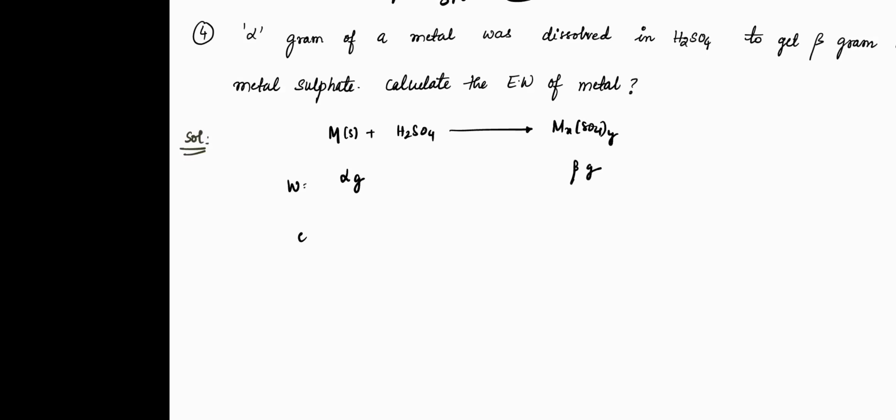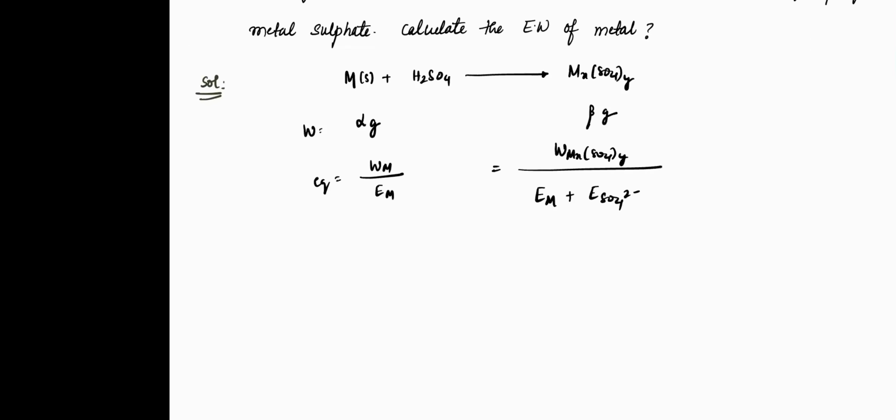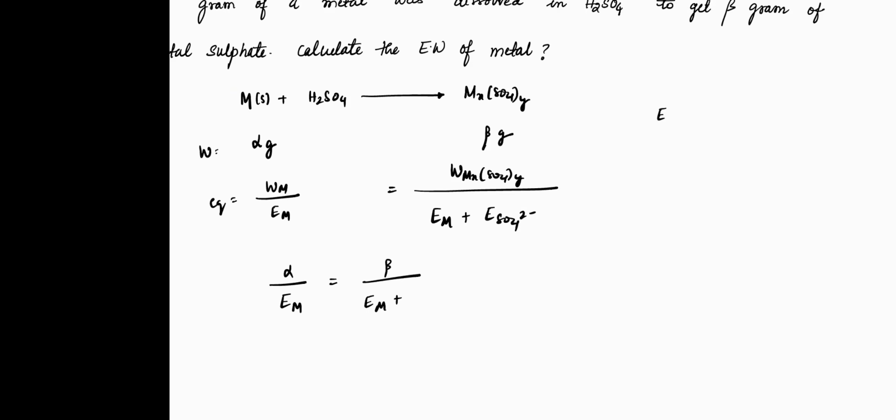So simply use the equivalents here. So weight of metal divided by equivalent weight of metal has to be equal to weight of metal sulfate divided by equivalent weight of metal plus equivalent weight of sulfate. Sulfate will be SO4 2 minus always. Hence, we can write this as weight of metal as alpha. Alpha by equivalent weight of metal is equal to beta by equivalent weight of metal plus equivalent weight of sulfate. Remember that equivalent weight of the charged ions I told you. You just check it out.